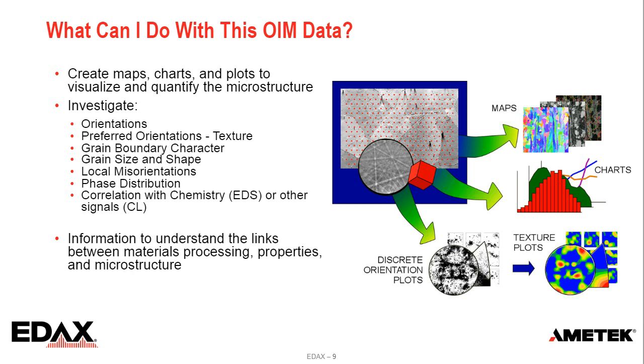And of course, this is a key idea in materials science. We want to have this information to understand the link between how we process a material and the properties we get, and how the processing influences the microstructure. So being able to characterize that provides important information to understand things.